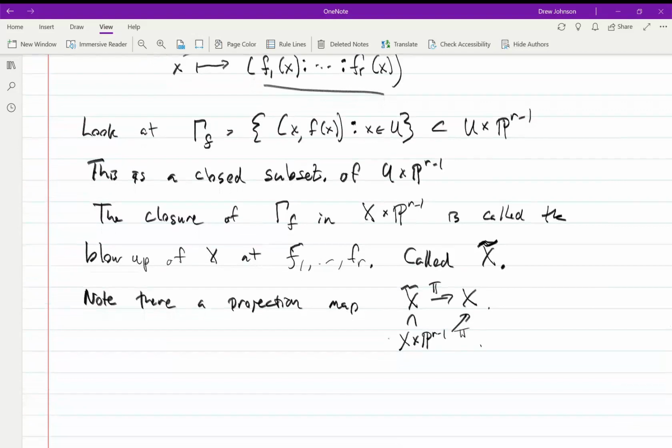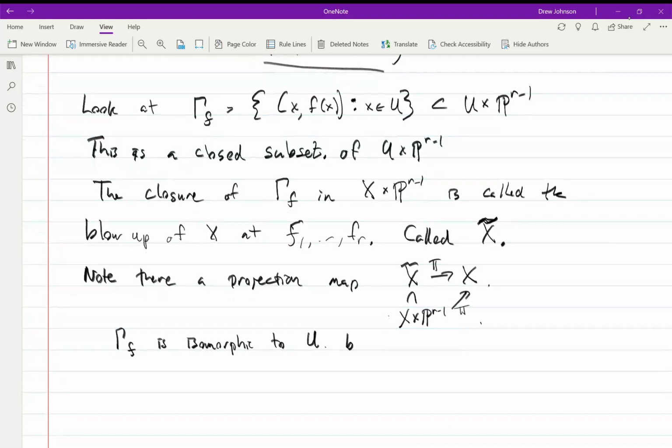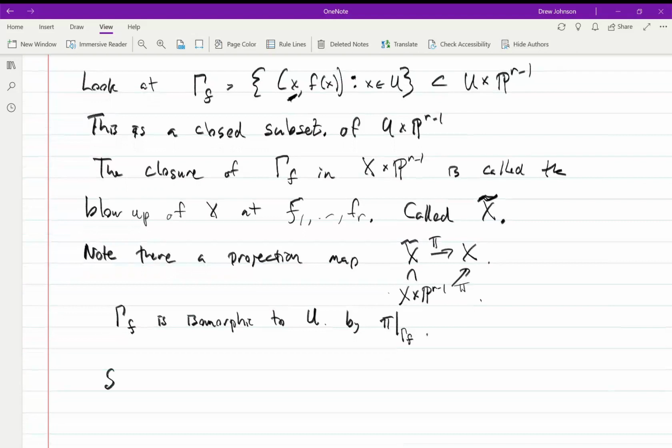Okay, before we do some examples, we're going to make a few observations first. So the first thing to note is remember that gamma f, the graph, is actually isomorphic to U, just by the projection map. So pi restricted to gamma f, because the first coordinate is just all the points of U. So if you just project it down, you just get all the points of U.